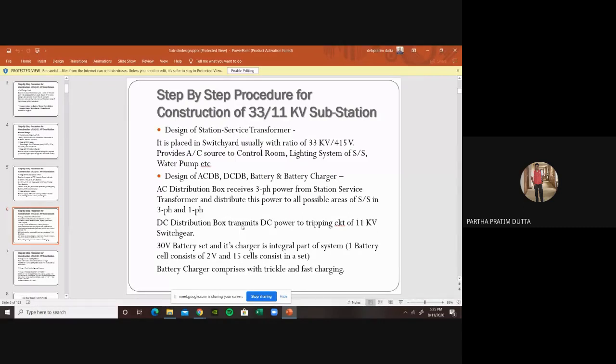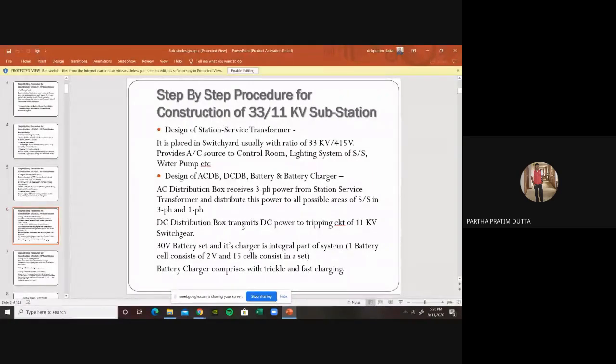AC distribution box: basically 3-phase power is given from the station service transformer to the ACDB, and it distributes the power to all possible corners of the substation where 3-phase and single-phase power supply is needed. And then the DC distribution box usually terminates DC power. We have the battery of 30 volt.